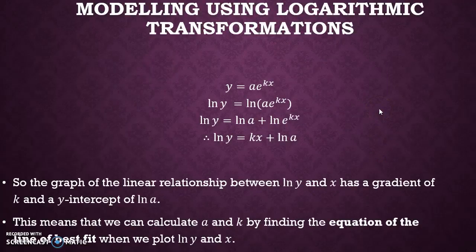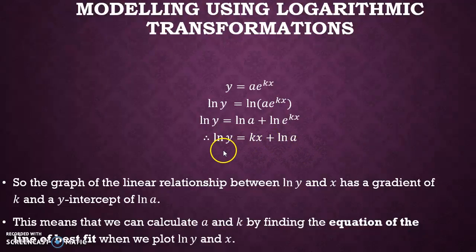We can also look at creating models using logarithmic transformation. So what we're going to look at here is an equation for an exponential. If we take the log of both sides, we've got log y equals log of a e to the power of kx, that simplifies down to log y equals log a plus log e to the power of kx, so that's just using our log rules, which then simplifies further to log y equals kx plus log a.